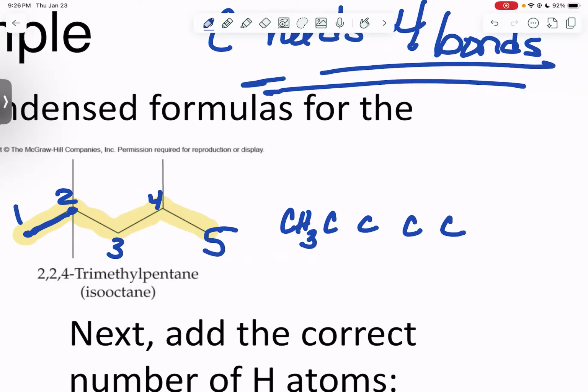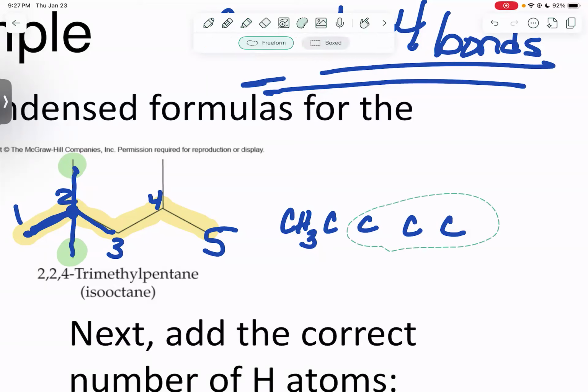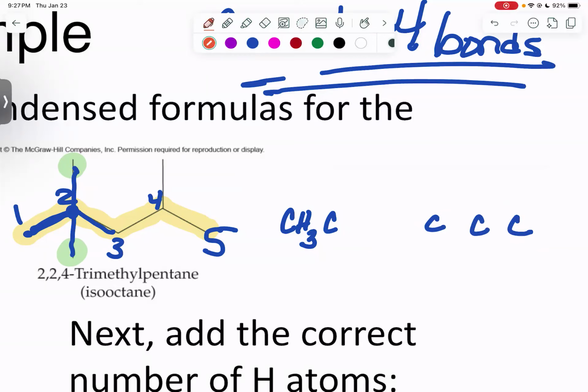Then I go to carbon number 2. There's carbon number 2. It has 1, 2, 3, 4 bonds. So it doesn't need any hydrogens, but I do have to write my substituents. So coming off of carbon number 2, we're going to have to include those 2 substituents. The substituent is right here and right here. And I'm going to write those in parentheses. And the nice thing is you can go 1, 2, 3, 4, 5, and you can just keep track of your carbons this way.